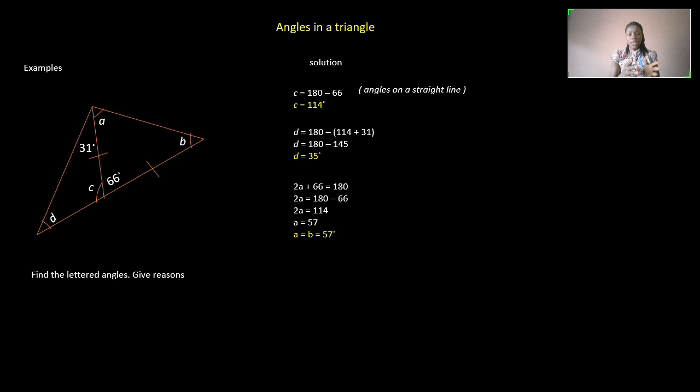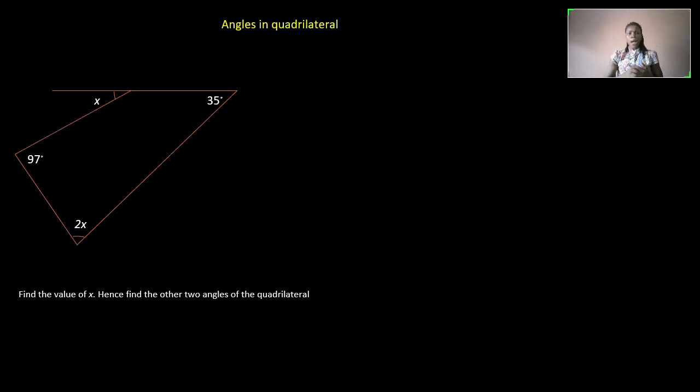Okay, now we have gotten the value of all the lettered angles. So let's move into the next thing. We have angles in a quadrilateral. So here now we have to find the value of x. Hence, find the other two angles. The other two angles here: we have 2x, and here there is an unknown angle. So we have to find the value of the angle here and the value of this angle, that is 2x.